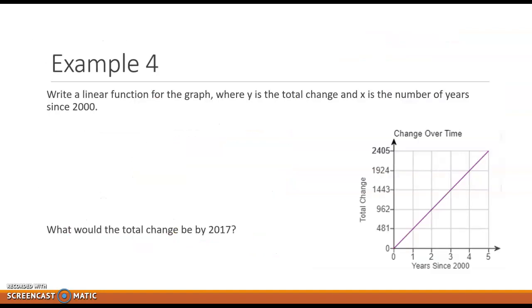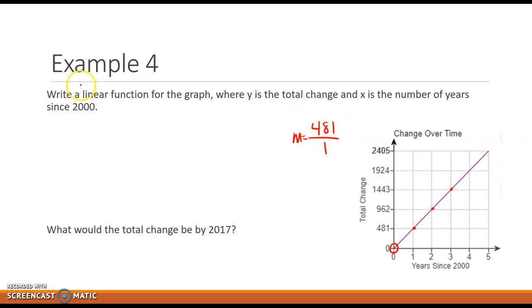And I think we have one left. Write a linear function for the graph where y is the total change and x is the year since 2000. And so we're starting at 0, 0, so really any point that we find. So here's a point. I could also choose up here or here. But any of these points that we find, that's like our slope, right? So between 0, 0 and 1, 481, our slope is 481 over 1, because we went up 481 and then we went over 1. So that's our rate of change, right?